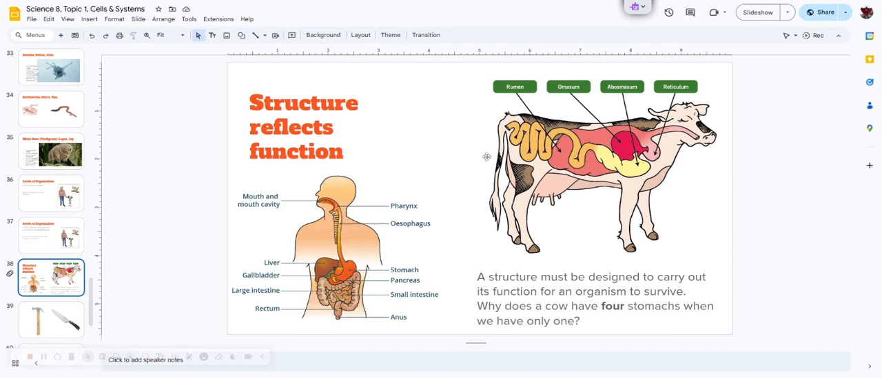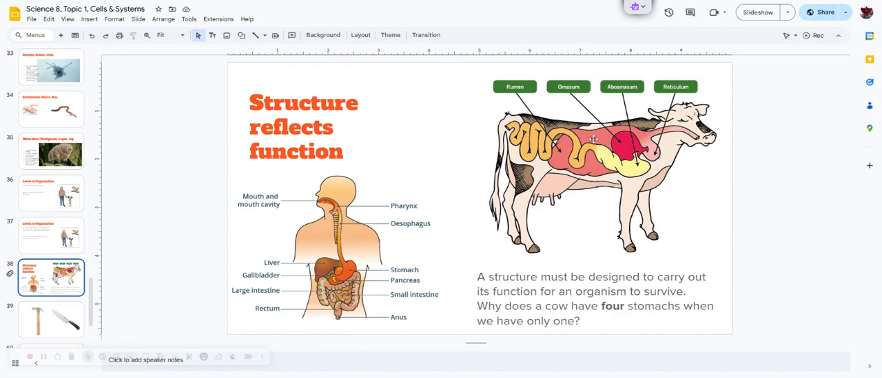And we can look at this with a cow and a human being as well. We can see that the cow here has 1, 2, 3, 4 stomachs inside of it, compared to the human. Human only has 1 stomach. So what's the difference? I mean, they're both mammals. Shouldn't they both only have 1 stomach?